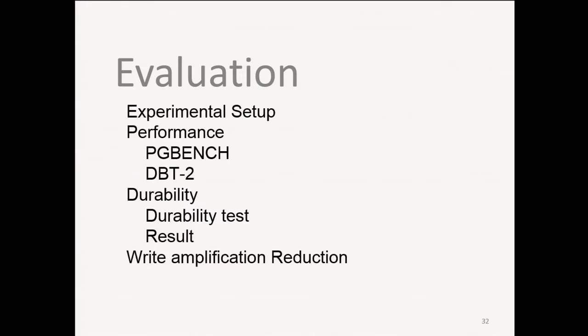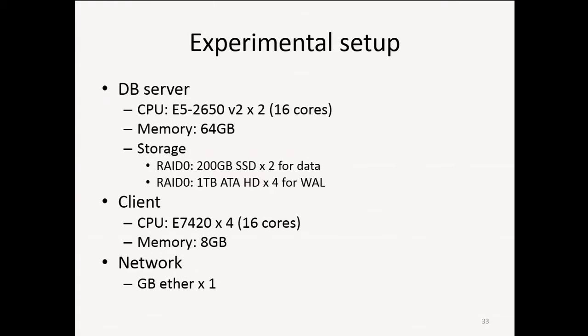And from here, I will show the evaluation results. The experimental setup is that the DB server has 16 cores, memory is 64 gigabytes, and storage is an SSD RAID 0 configuration of SSDs for data and HDDs for the WAL area. The client has this configuration, and they are connected via a 1 gigabit Ethernet network.